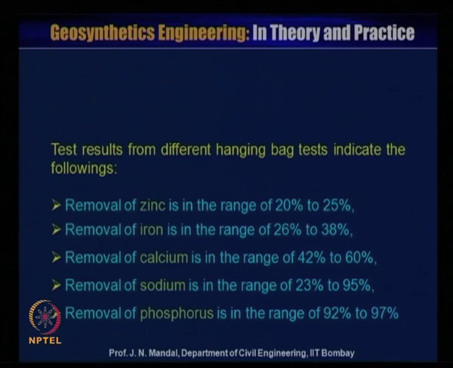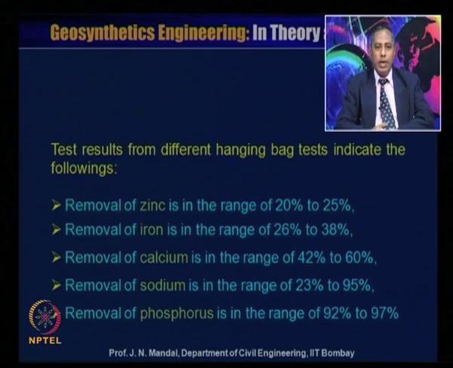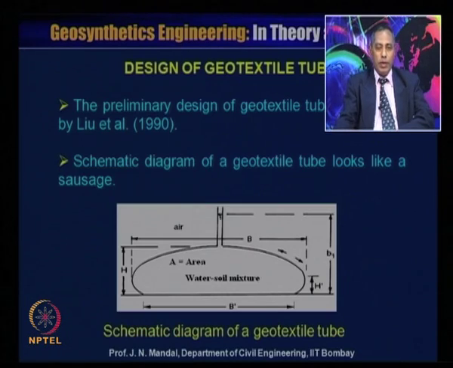So the test results from the different hanging bag tests indicate the following: the removal of zinc is in the range of 20 to 25%, removal of iron in the range of 26 to 38%, removal of calcium in the range of 42% to 60%, removal of sodium in the range of 23% to 95% and removal of phosphorus is in the range of 92 to 97%.